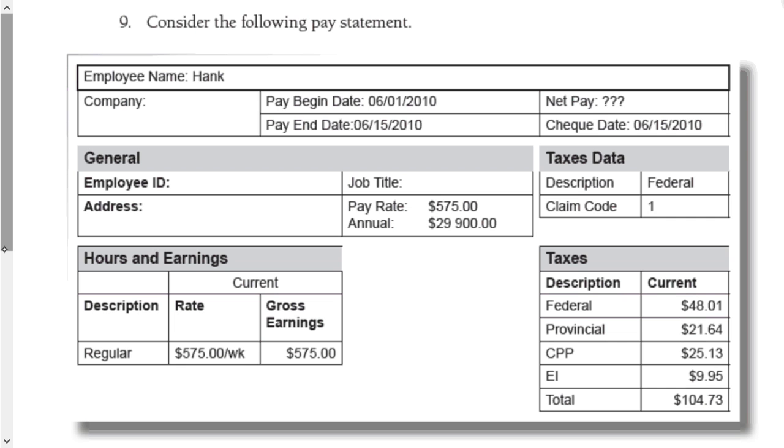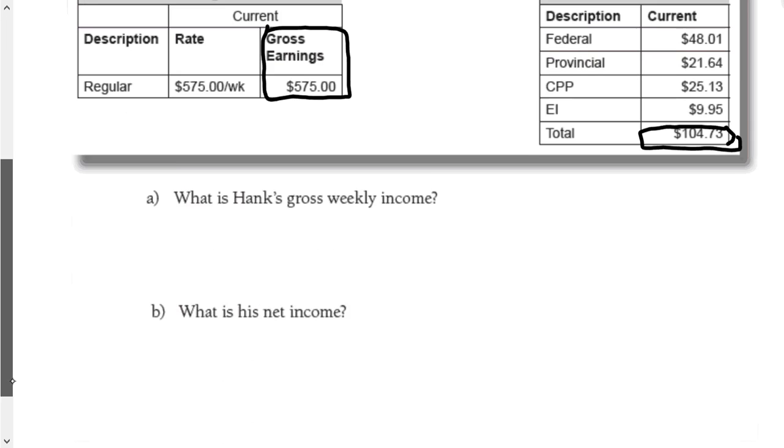We have an example with a pay statement. So this is just reading a pay statement. We need to find A, what is Hank's gross weekly income? So this is the gross earnings here. This is for A. B, what is his net income? This is his current total taxes. His net pay, we don't know, so we need to calculate it.